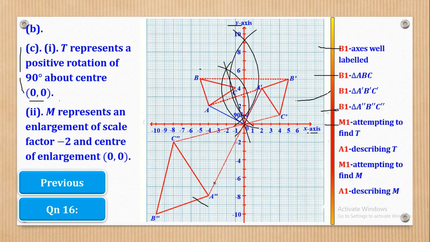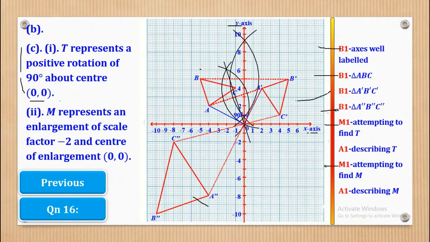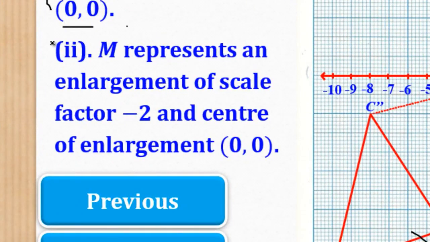Now M1 is attempting to find capital M. So for you to draw these dotted lines here from A double prime to A prime and C double prime to C prime, it means you are attempting to find that matrix of transforming this to this. Therefore, that's where this M1 is coming from. Now the A1 is for description. So writing this description is where that A1 is coming from. So I believe you already marked yourself, and if you got 12 out of 12, good for you. And if not, you can make the corrections.